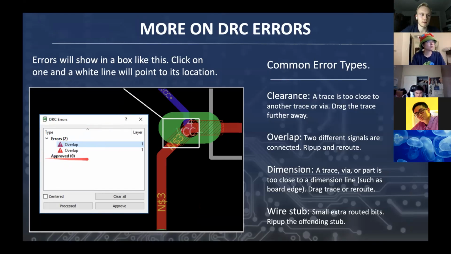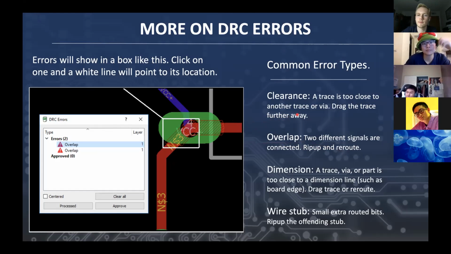The list of errors is going to look a lot like this. If we want to see what the exact errors are, we just click on the particular error, and it will give us a box around where that error occurs, and we can look at what the problem is. So here it's an overlap error. We can see that two different signals that should not be connected together are connected together. In this case, that's N3 and VCC. Then we have to figure out how to fix this error.